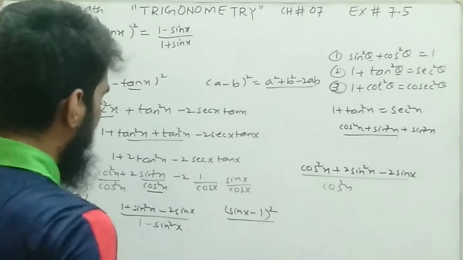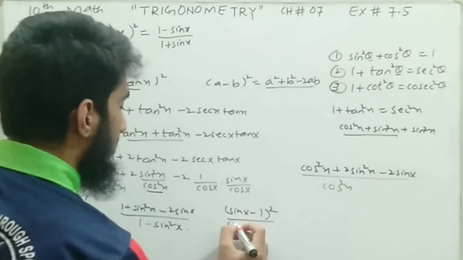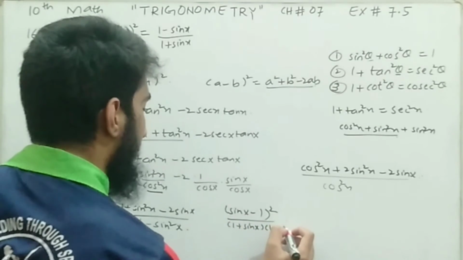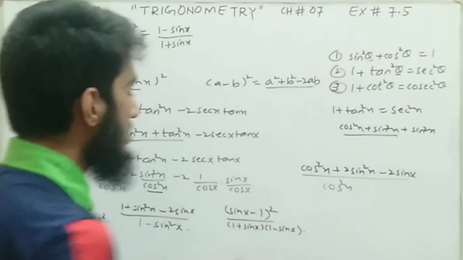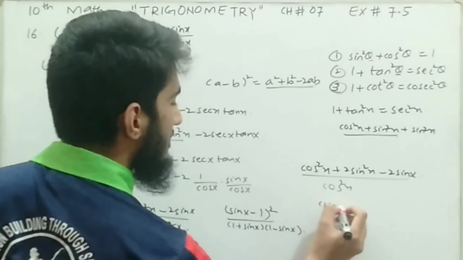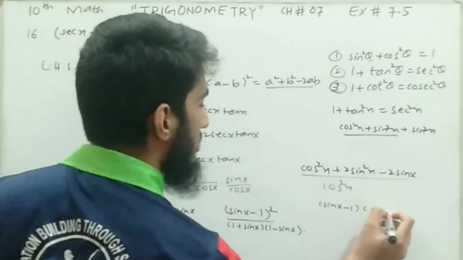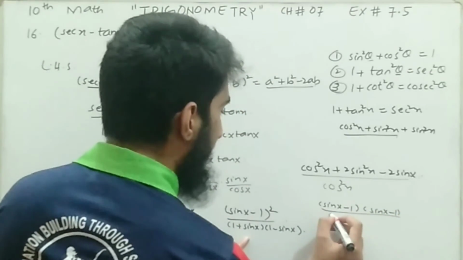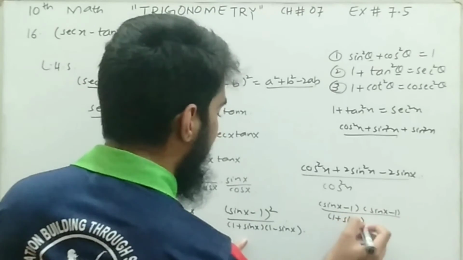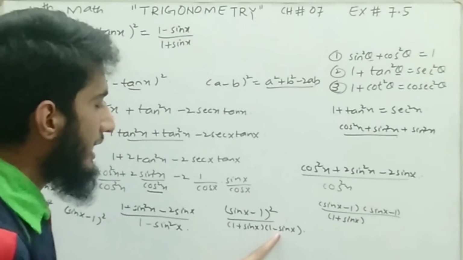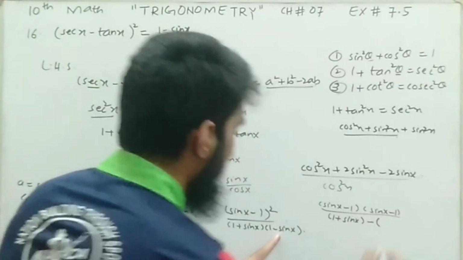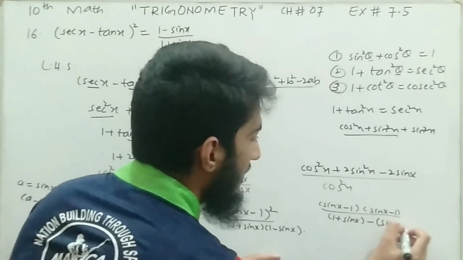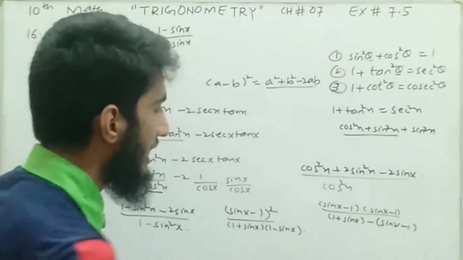1 minus sin square x can be written as 1 plus sin x and 1 minus sin x, according to the formula. Now sin x minus 1 whole square can be written as sin x minus 1 and sin x minus 1. We just split it into 2. In the denominator we have 1 plus sin x, 1 minus sin x. From here, if I take minus common, I am left with minus times sin x minus 1, because minus sin x plus 1 again.